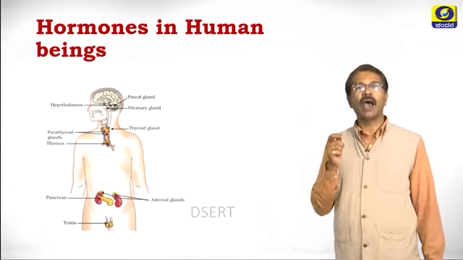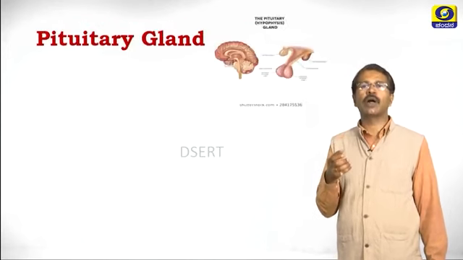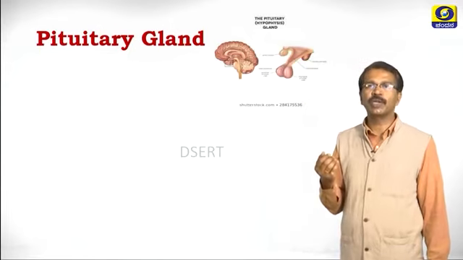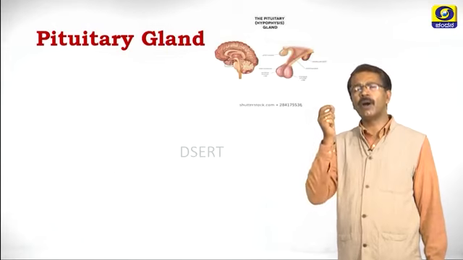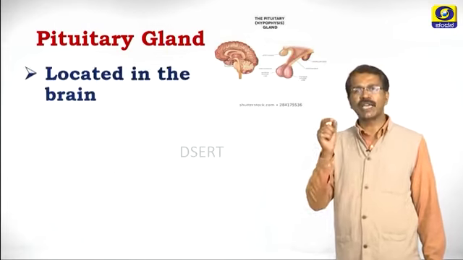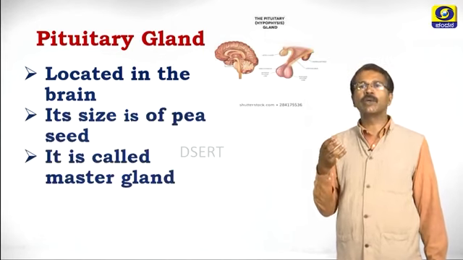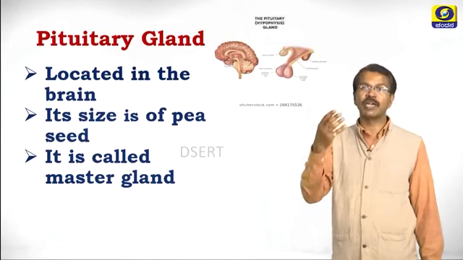Now let us study how these glands help in control and coordination. Look at the diagram or the picture. Pituitary gland, as I said, is present in the brain, and among all the glands, it is the smallest gland. It is about the size of a pea. It secretes a hormone called growth hormone. Apart from that, this pituitary gland controls all the other glands which I mentioned.